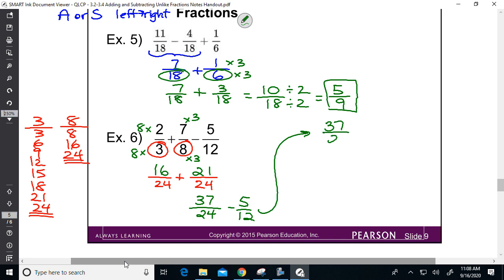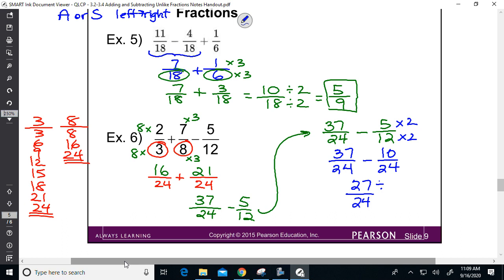Let's go ahead and finish. Would you multiply 12 times 2 so you get 24? Absolutely. And then also 5 times 2? Absolutely. Alright, then. So that's 10 over 24. So that's 27 over 24, which you can reduce. That's 9 over 8.